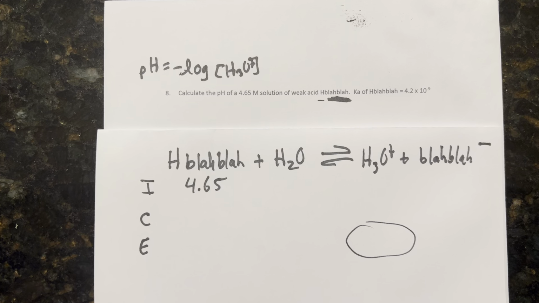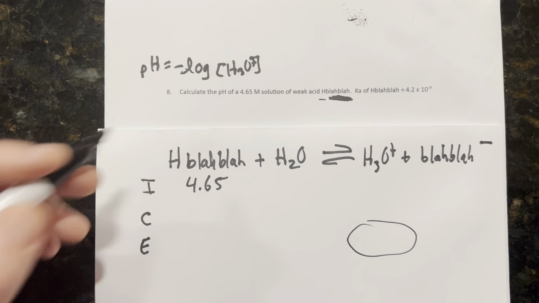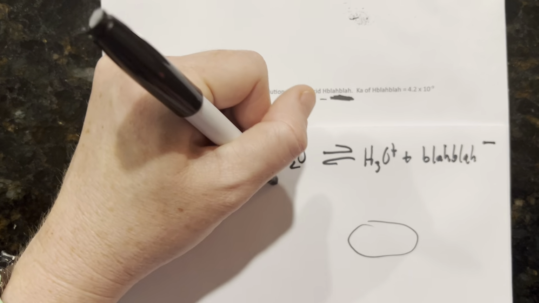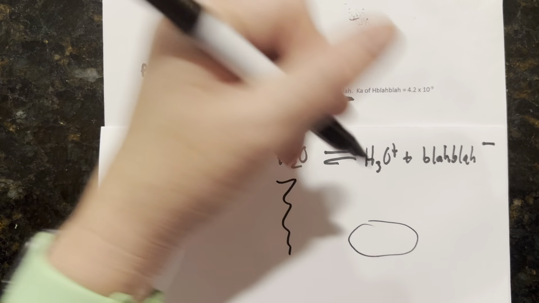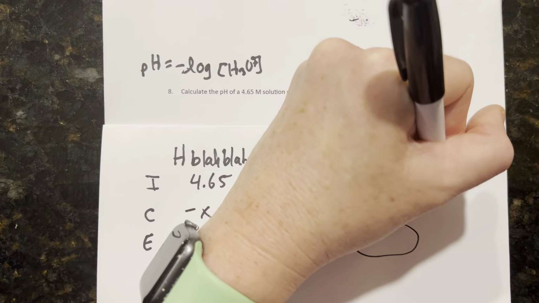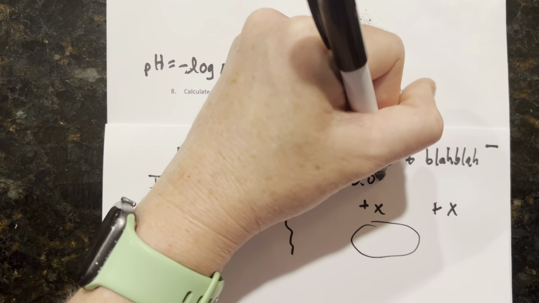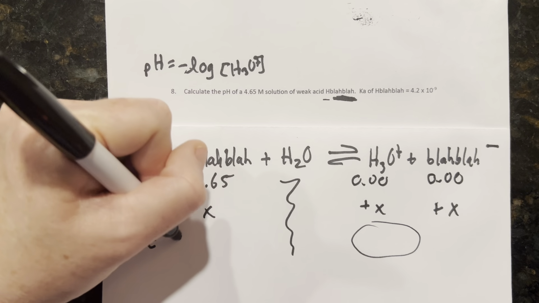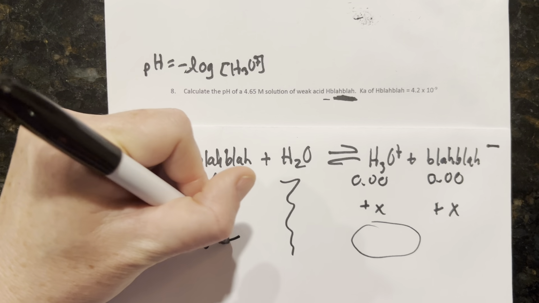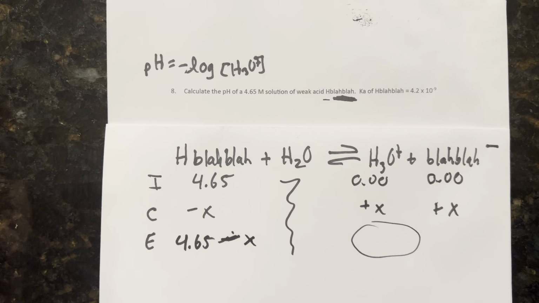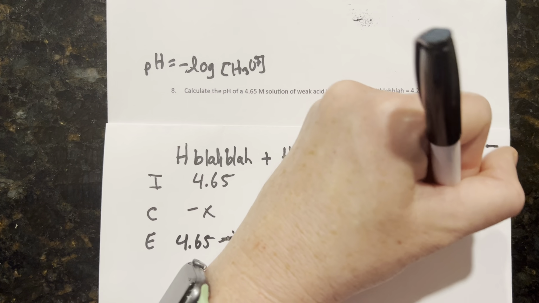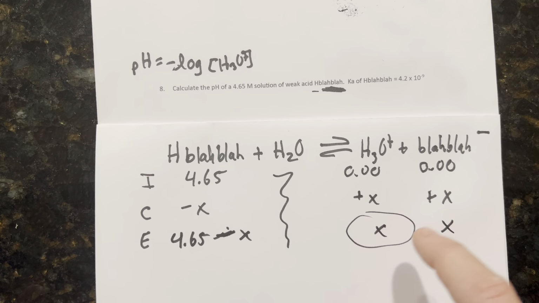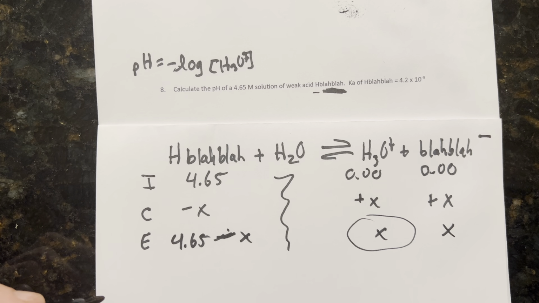All right, so we have 4.65. We know we're going to lose some X there. We don't care about water. We're going to gain some X here and gain some X here. These would be 0 at the start. So we get 4.65 minus X. We get X and X. Okay, so we're solving for X, and then we'll take the negative log of it, and we'll have the pH.